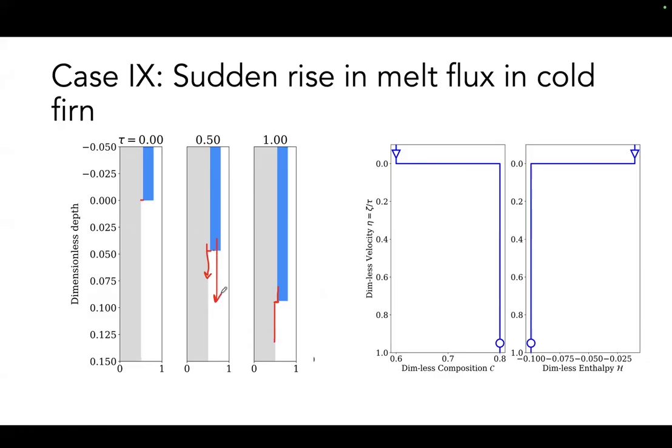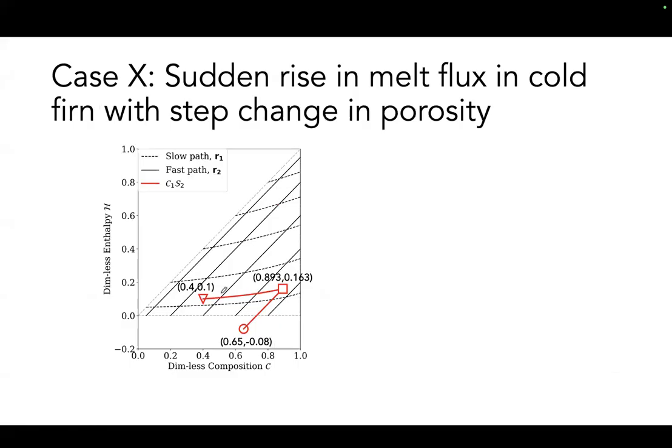That's a special case where this is happening. A more general case would be where there is a rise in melt flux in cold Firn, and there is a step change in porosity. So here, the left state in this case is not saturated, but unsaturated Firn with 10% liquid water content, and 1 minus 0.4 plus 0.1, which is 70% porosity of the Firn.